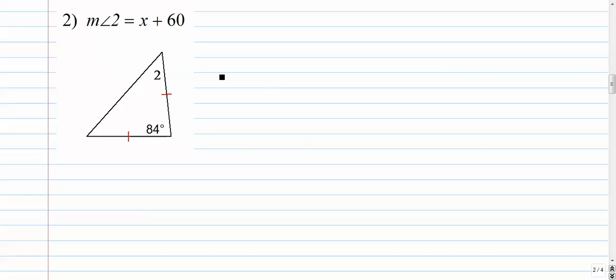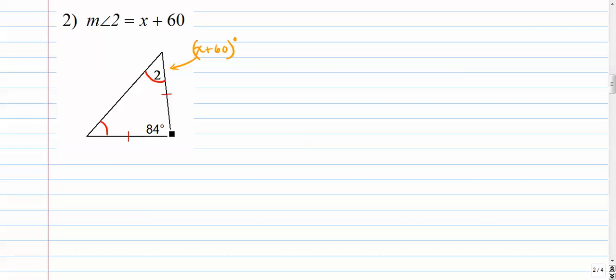Alright, angle 2 is given to be x plus 60. So writing here, that is x plus 60 degrees. Alright, and the only other thing we're given is the fact that we have tick marks. Right, which tells us that, let me erase this, which tells us that if the legs are congruent, then the angles that are across from them are congruent. So we go and we mark those angles right now. The two red angles are the same.